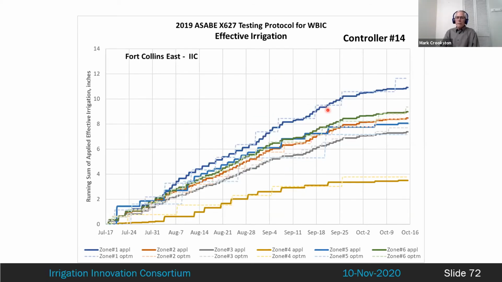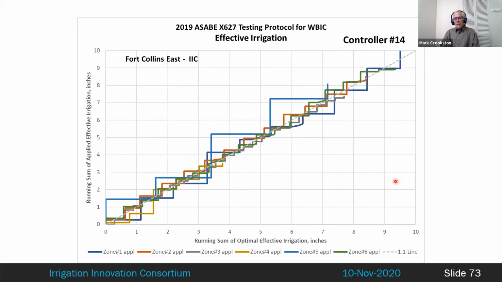So this is effective irrigation. So we've moved from rain now to irrigation. The dark solid line is the actual effective irrigation, and the dashed lighter lines are the optimal. It's really fun to see that they are close together, that the dark blue and the light blue are close together. The greens are together, the reds together, and the yellows are together. So the controller was doing its job, and you would never know or concern yourself with how frequently it's watering unless you added additional evaluation of its performance, as is done with test protocol number 2.